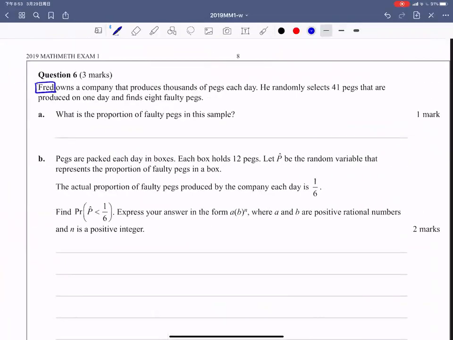Fred, that guy, must be a rich guy. He owns a company that produces thousands of packs each day. Actually, I don't quite like eating packs. He randomly selects 41 packs that are produced on one day and finds 8 faulty packs. Proportion of faulty packs, so it's small p hat, 8 out of 41.